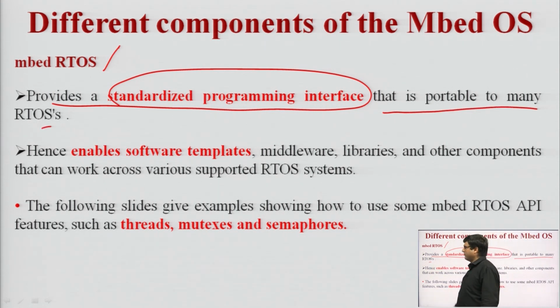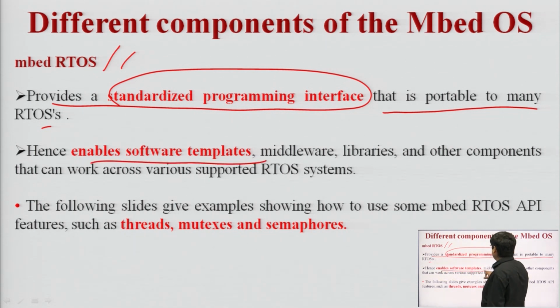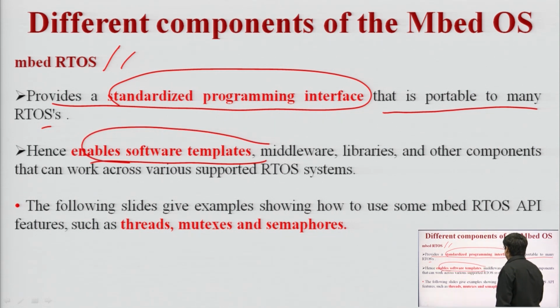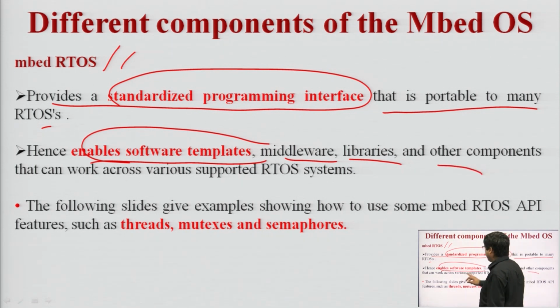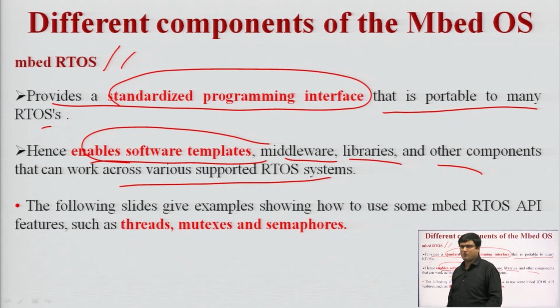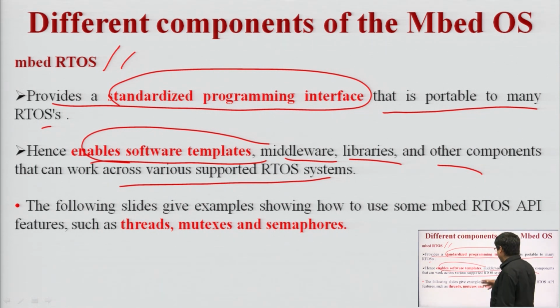The program written for the Mbed RTOS can basically run on any IoT based application. It enables software templates. It has its own templates available. It has middleware libraries, an open source library, and other components that can work across various supported RTOS systems. So Mbed RTOS has its own libraries and codes available, and in the upcoming slides we will see some more Mbed RTOS API like threads, mutexes and semaphores.